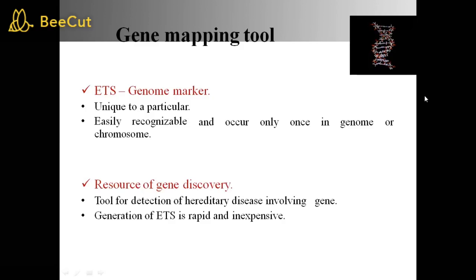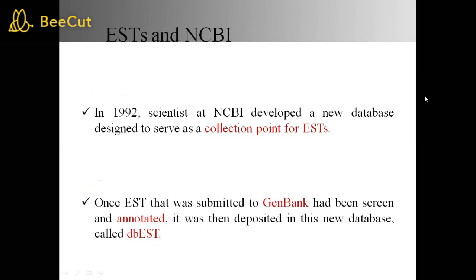This expressed sequence tag is a tool for the detection of hereditary disease involving a gene. So there are certain diseases which are related to that particular gene. This type of hereditary disease we can also find out by using these expressed sequence tags. Then generation of expressed sequence tags is rapid and inexpensive. So that's why these are used in gene discovery.